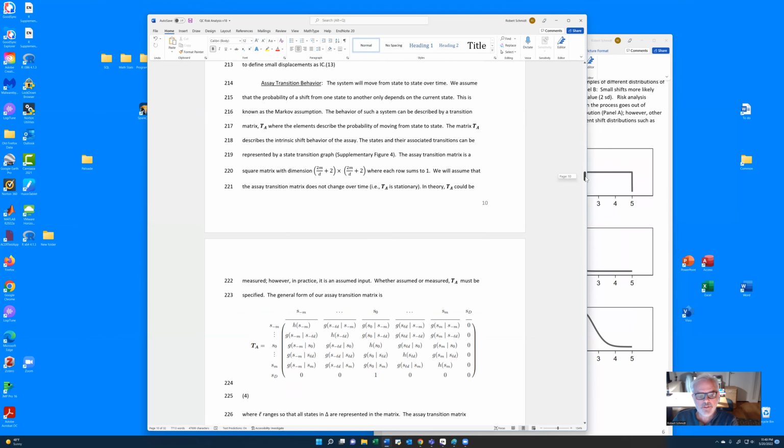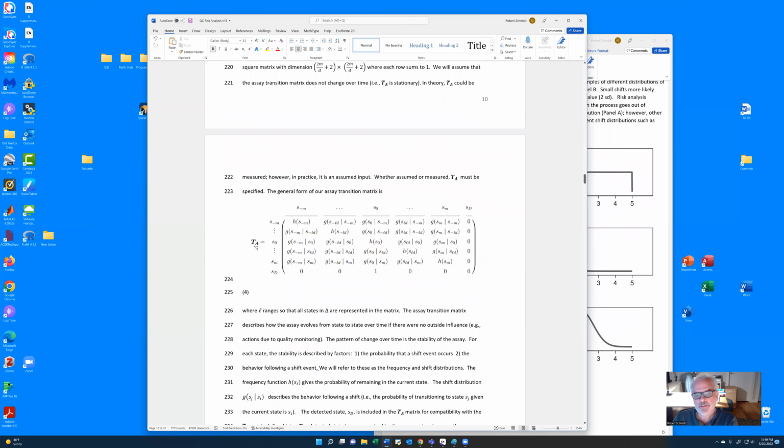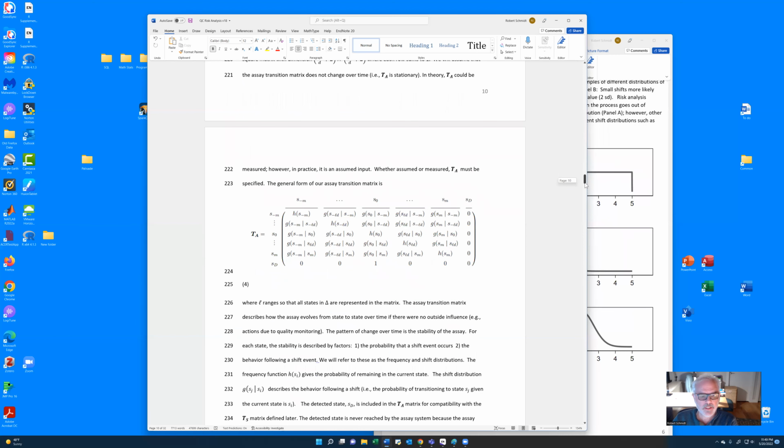Okay. So this T sub A means it's the transition matrix for the assay alone, without any influence of the quality control system. So what it's doing is showing the intrinsic behavior of the assay, and it captures the stability of the assay.